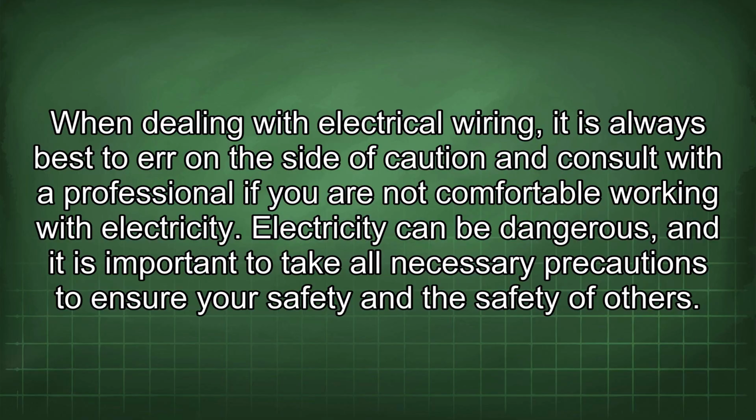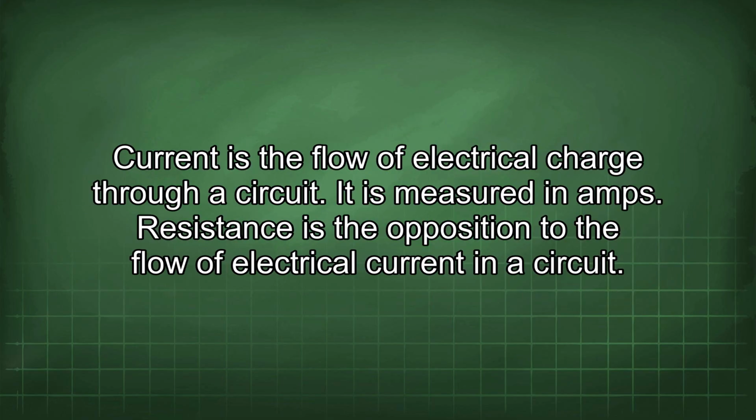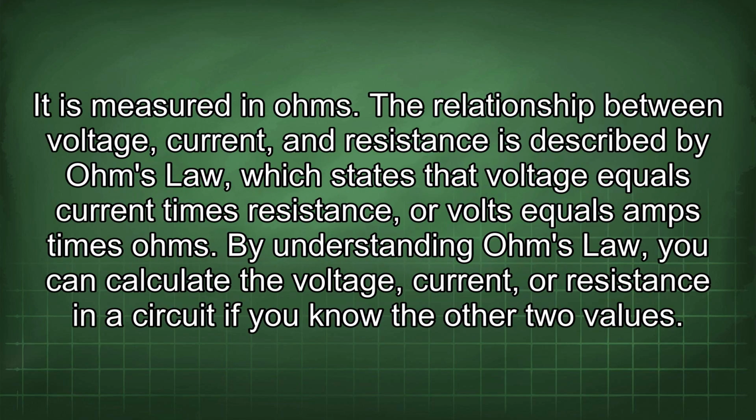Electricity can be dangerous, and it is important to take all necessary precautions to ensure your safety and the safety of others. Furthermore, understanding the basic principles of AC circuits, including voltage, current, and resistance, can help you to troubleshoot electrical problems and prevent potential hazards. Voltage is the electrical potential difference between 2 points in a circuit. It is measured in volts. Current is the flow of electrical charge through a circuit. It is measured in amps. Resistance is the opposition to the flow of electrical current in a circuit. It is measured in ohms.